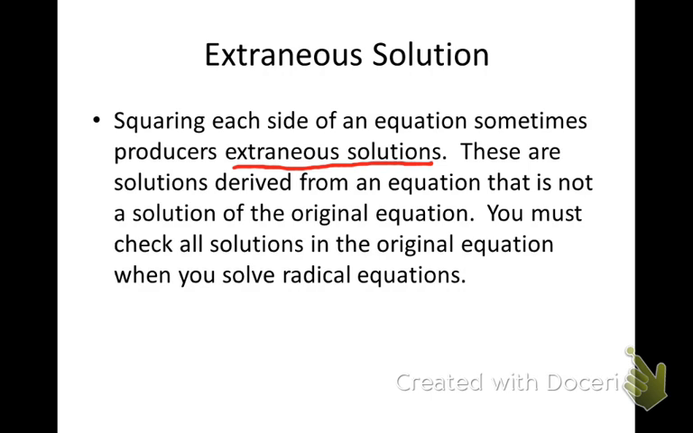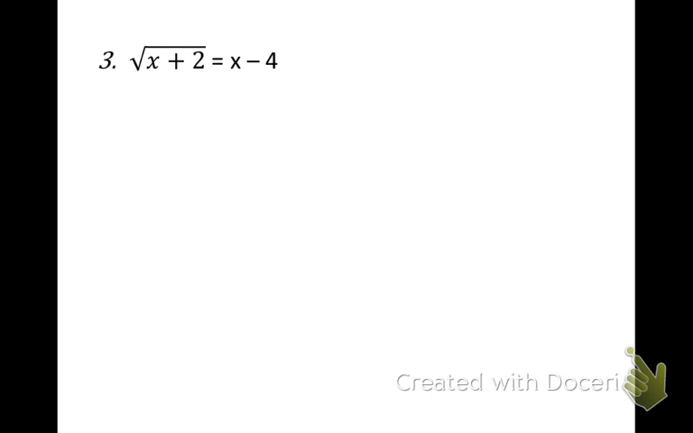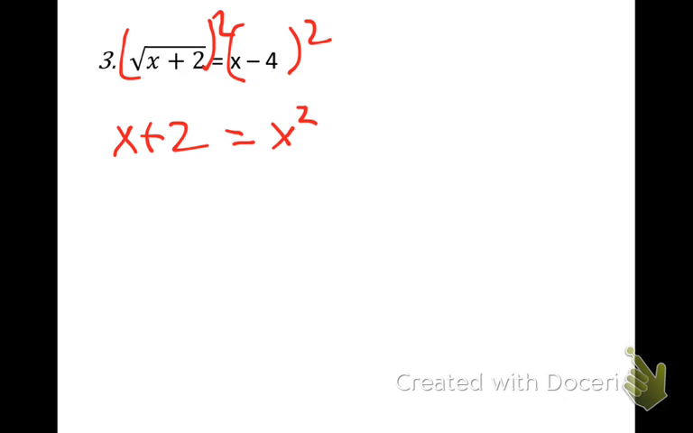So let's look at this next one. Again, the radical is already isolated, so we need to square each side. This gives me x plus 2. Remember, over here, you either write it out as x minus 4 times x minus 4 or use the special pattern. Square the first, multiply the two together, negative 4x, and double it, negative 8x, square the last, plus 16.